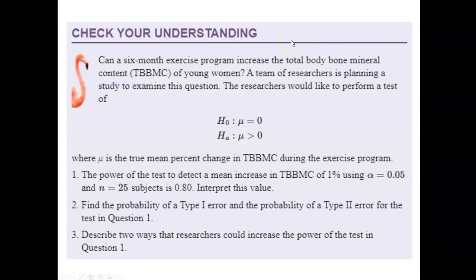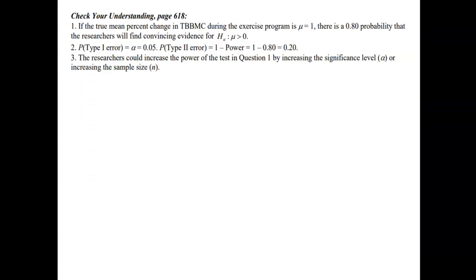All right, question 2. Find the probability of a type 1 error and the probability of a type 2 error. So type 1 error is easy. That's just the significance level. So the probability of a type 1 error is equal to the significance level of 5%. But the probability of a type 2 error, remember, is the complement of the power. So there's a 20% probability of making a type 2 error.